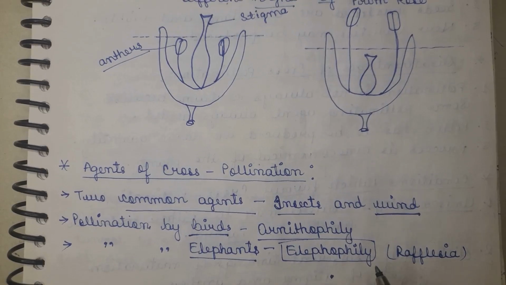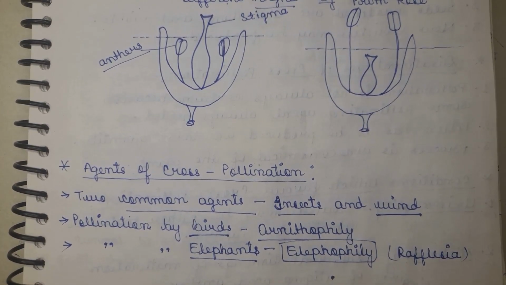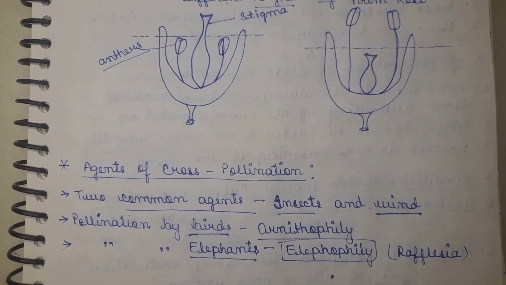Now in the next part of the video we are going to talk briefly about insect pollinated flowers, wind pollinated flowers and flowers pollinated by other animals.